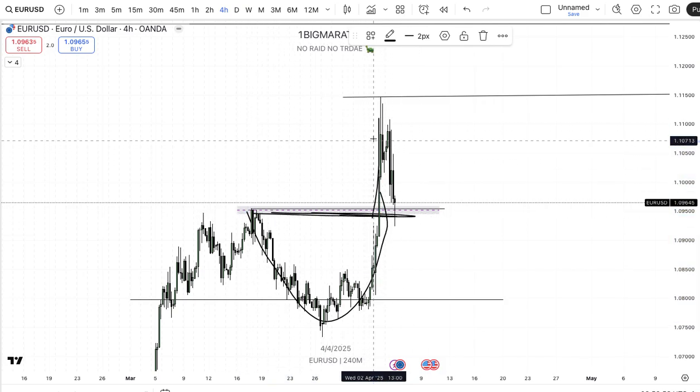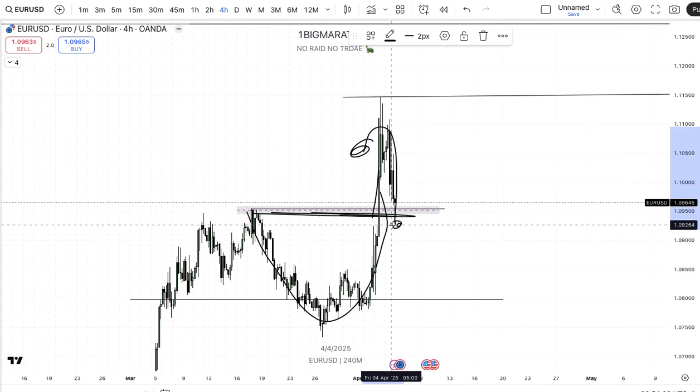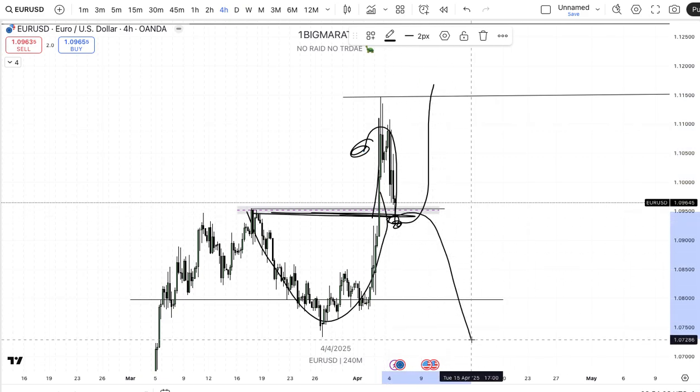Now price has collected the external range liquidity. Now price is coming back to what we call internal range liquidity, maybe to possibly push the upside, or maybe to possibly push back to the downside. So now, where are the next levels of liquidity?